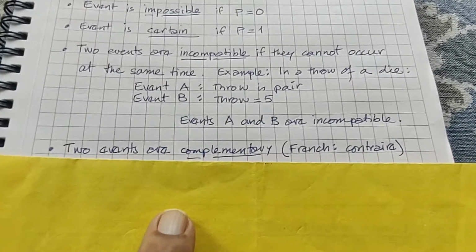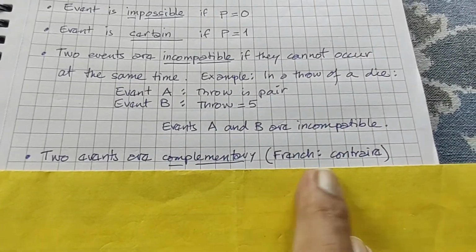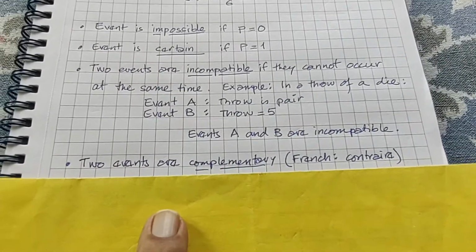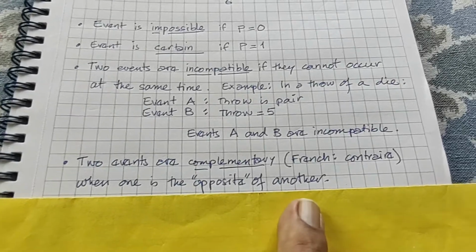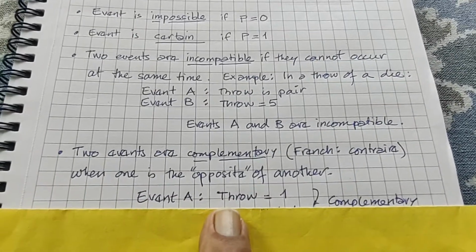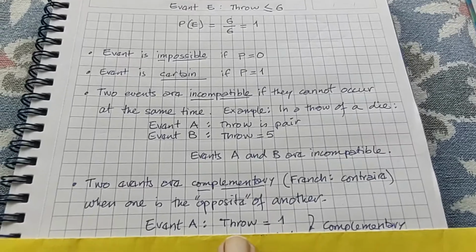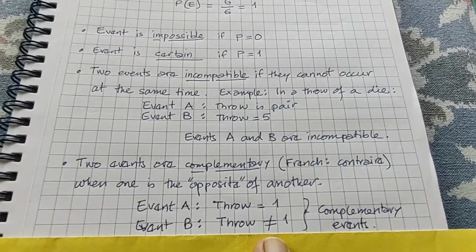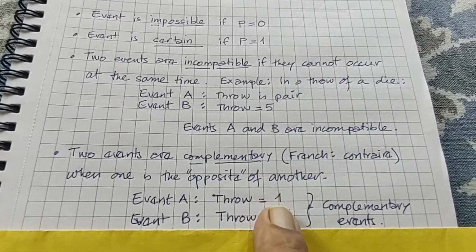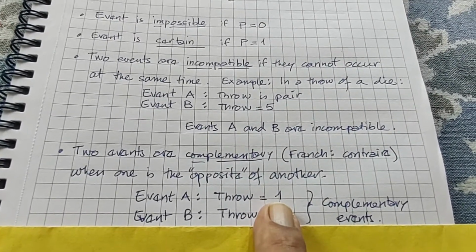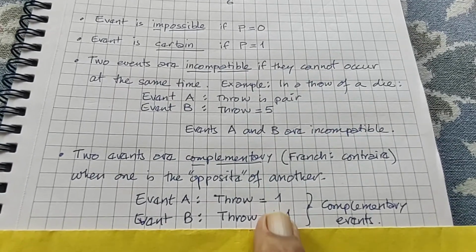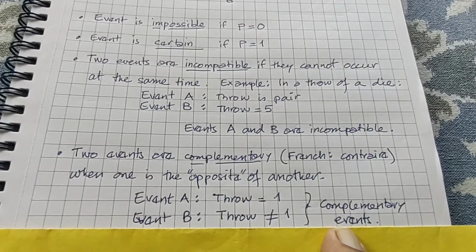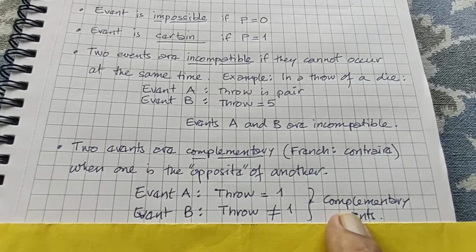Anyway, so two events are complementary. In French, a better word, contraire. Two events are complementary when one is the opposite of the other. So event A, again we are taking the case of a die. Event A, throw is equal to 1. Event B, throw is not equal to 1. So this one's probability is 1 over 6. This one's probability is 5 over 6. These are called complementary events or événement contraire.